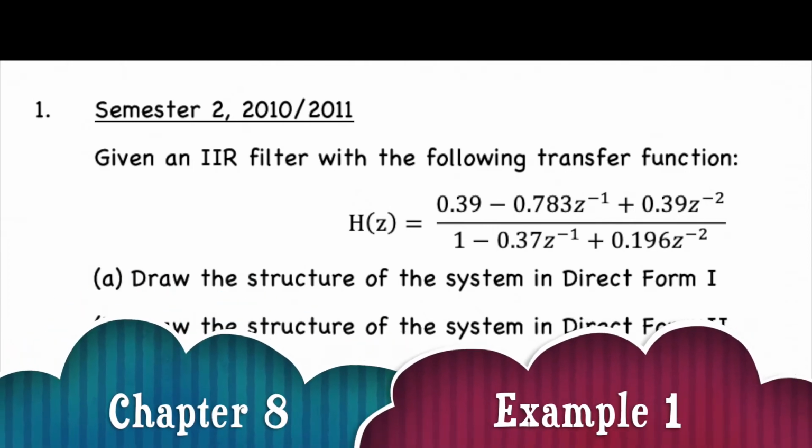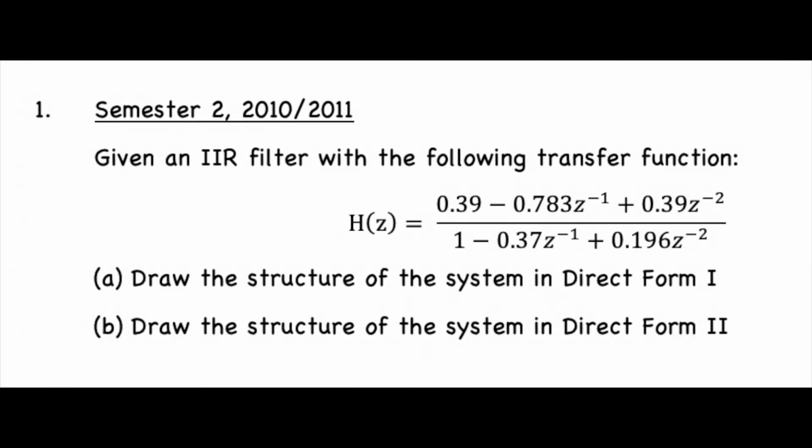Okay, so now we start with example 1. In example 1 you need to refer to the question I posted in Moodle. Refer to the past year questions, semester 2, 2010-2011. In the question it gave you the IIR filter function, which is H(z).